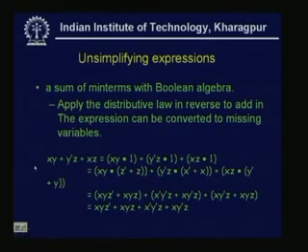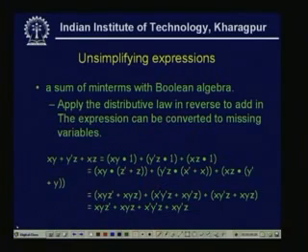Now we see why we need to unsimplify expressions. Many times when we use the Karnaugh maps, we will need that. With a sum of min terms in Boolean algebra, we apply the distributive law in reverse to add missing variables in the expression. Sometimes, even though it is a 3 variable function, the function contains a term where only 2 literals exist. If the other literal does not exist, what does it mean? We see what it means.